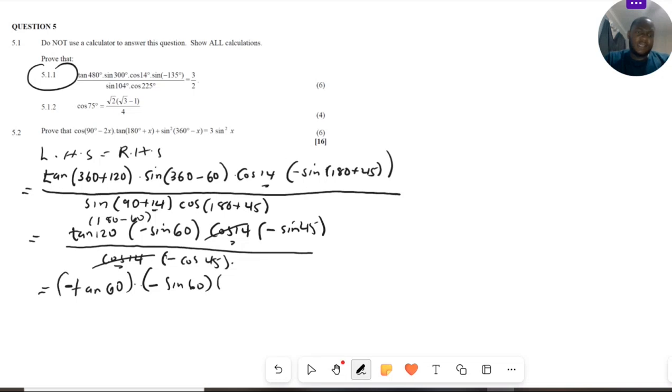and then automatically this one is negative sine of 45. Then we divide it by a negative cos of 45.